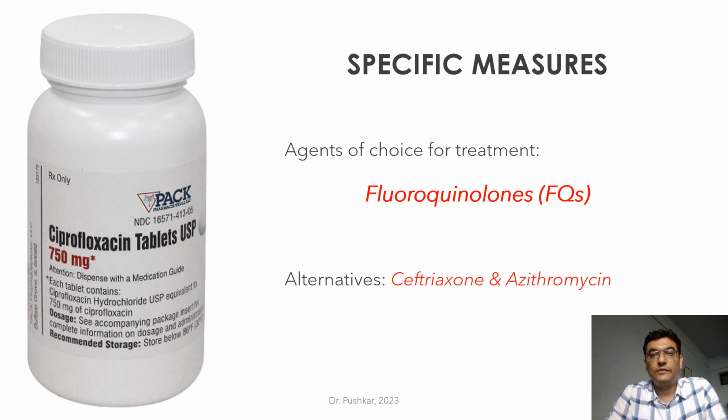So then what are the specific measures that we use to cure this disease? The agents of choice for the treatment are fluoroquinolones. The fluoroquinolones, or FQs, are the most commonly used agents. They are the drugs of choice used for the treatment of this disease. Alternatives are ceftriaxone and azithromycin. All these three drugs are very important for the treatment of typhoid. We will see them one by one.